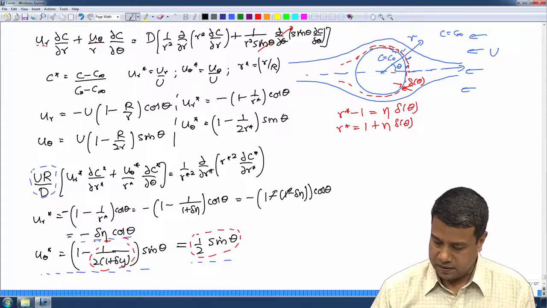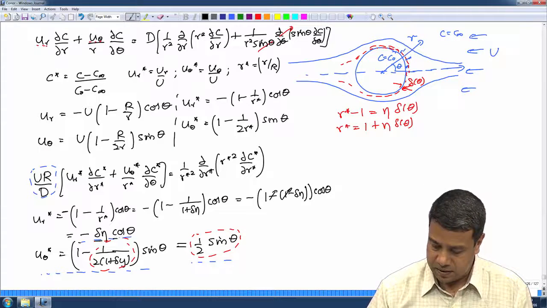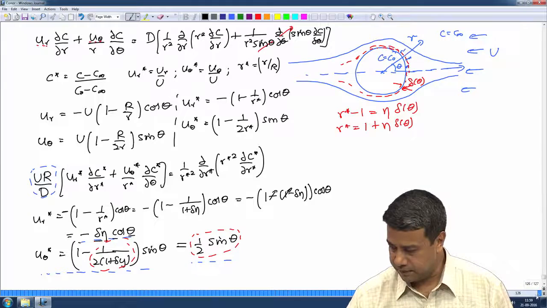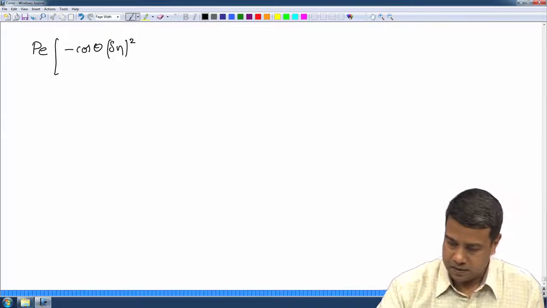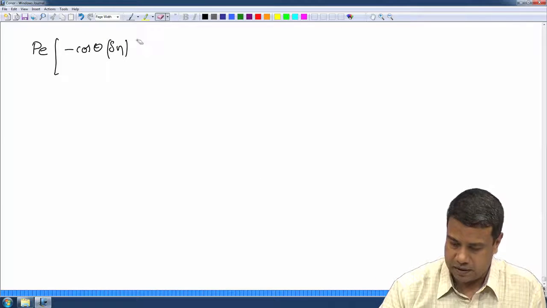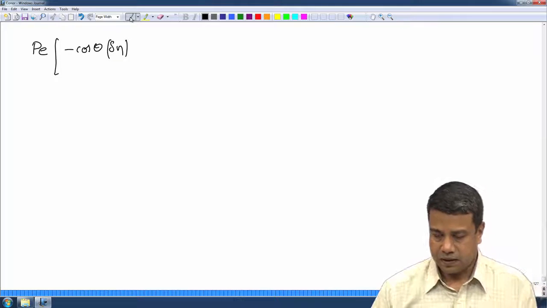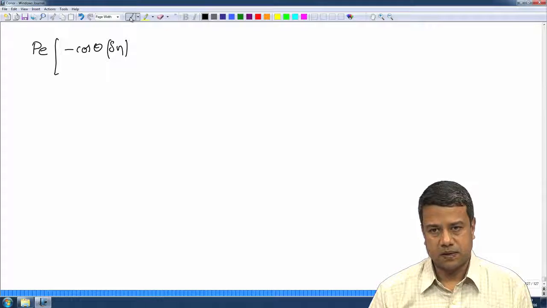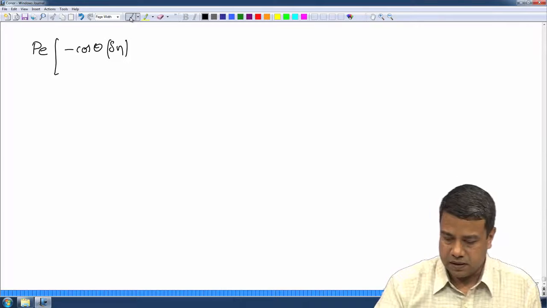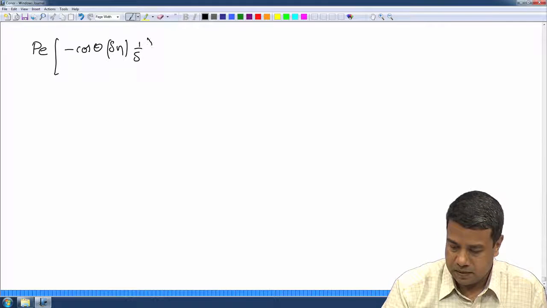From the previous slide, u_r was equal to minus delta eta cos theta. I'm sorry, it should be delta eta. It's linear, into partial c by partial r. That will give me 1 by delta partial c by partial eta.